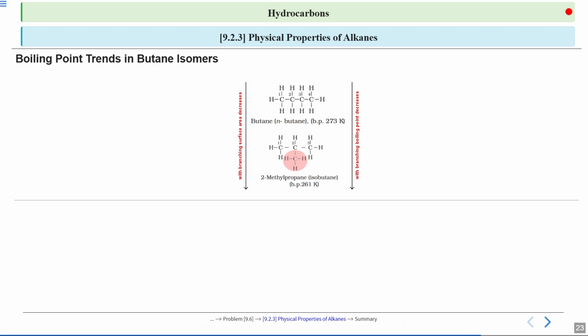For that, we are branching one of the straight carbons onto the longest chain, at the middle carbon, right? So that will create 2-methylpropane. As a result of this branching, the boiling point of the compound has decreased. So it has gone from 273 Kelvin to 261 Kelvin. So you can say that with increase in branching, the surface area of the molecule decreases, and hence the boiling point decreases because of the decreased van der Waals force.